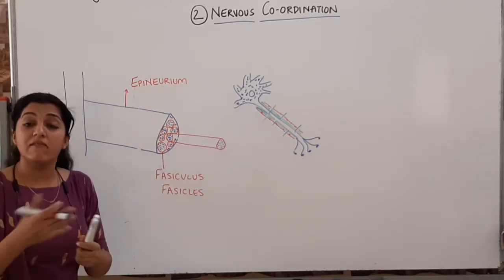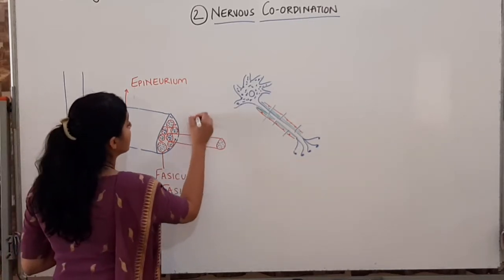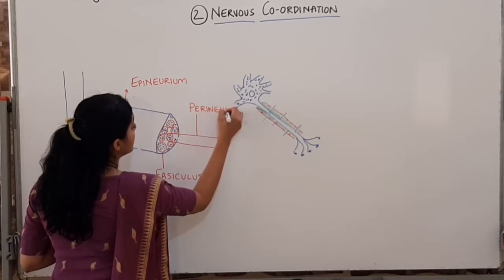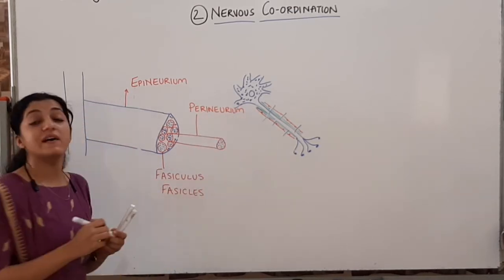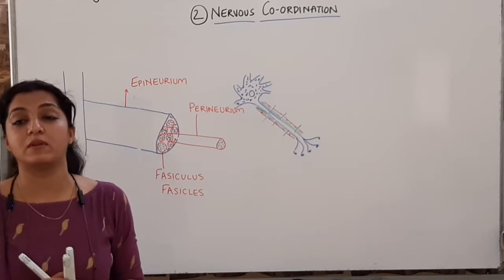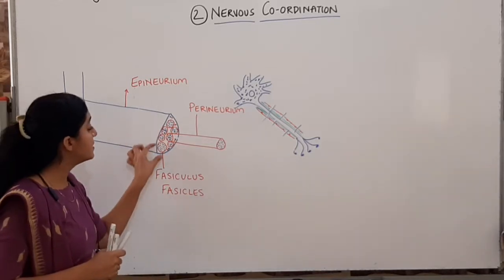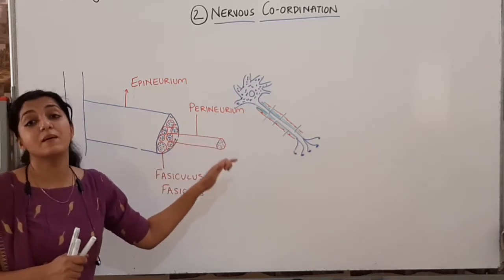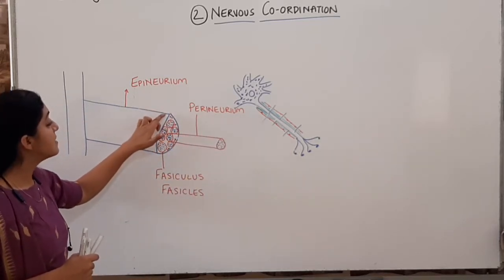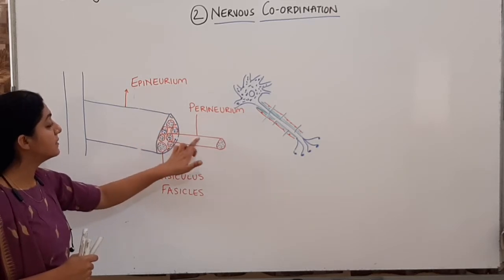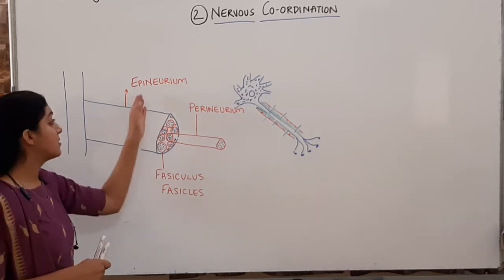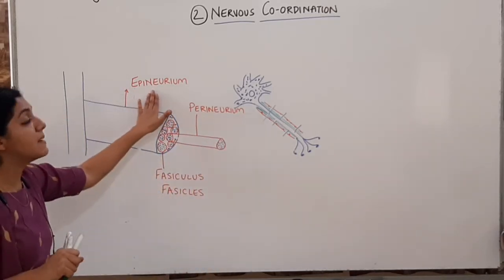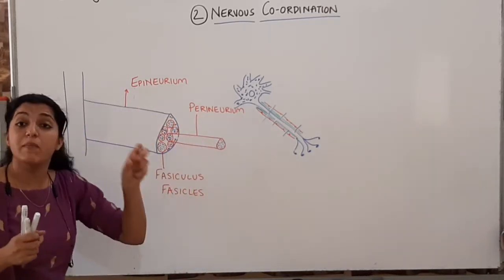The covering of one fascicle is called perineurium. Perineurium. So these are my bundles of nerve fibers. It is going to have a connective tissue sheath which is the perineurium. So this is the outer epineurium, and this is the inner perineurium. Sorry, epineurium, not epimysium. Epimysium will be when it is in muscle. So this is the outer epineurium, and inside is the covering of the bundle.